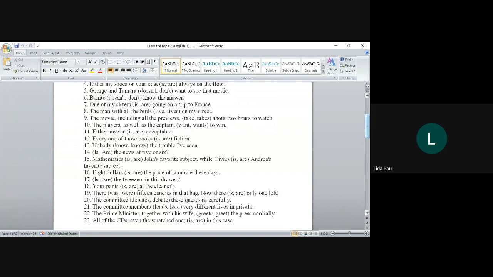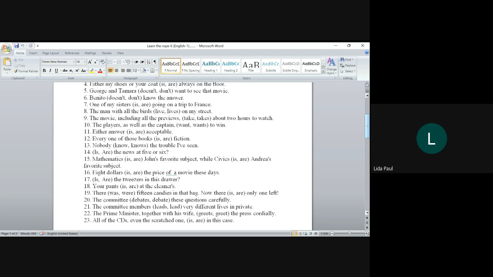Okay, 20th one. "The committee debate these questions carefully." The committee debates these questions carefully. Yes, correct. Then comes "The committee members lead very different lives in private." This is lead, because your subject is plural now, so lead very different lives in private.